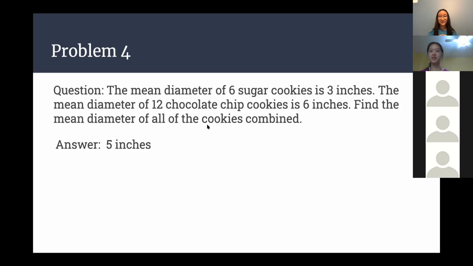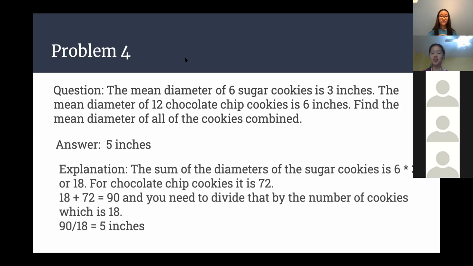If you think about it, you have 18 cookies in total, and you know the averages of the individual groups of cookies, but you want to find the total average. A good way to think about this is that if you put all the cookies in one big line, and then you divide the length of that line by how many cookies there are, that's how you find the mean diameter of the cookie. So in other words, you find the sum of all the diameters and you divide it by 18.